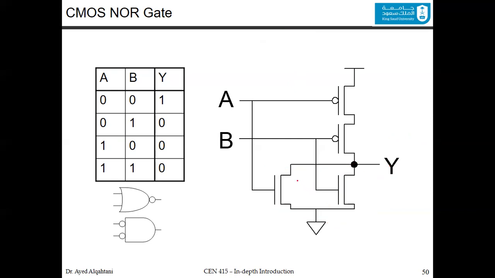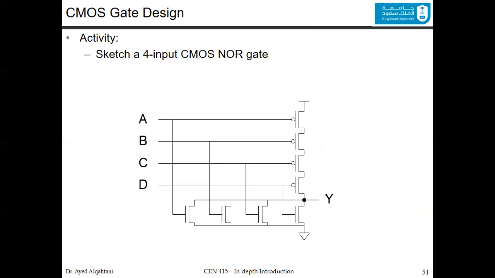And let's have an example to make sure you understand what I said. Let's say I ask you to sketch a 4-input CMOS NOR gate. So now the function Y is equal to (A or B or C or D) all bar. Since we have the bar, we take the function under the bar, A or B or C or D, all of them parallel. You make them parallel here.